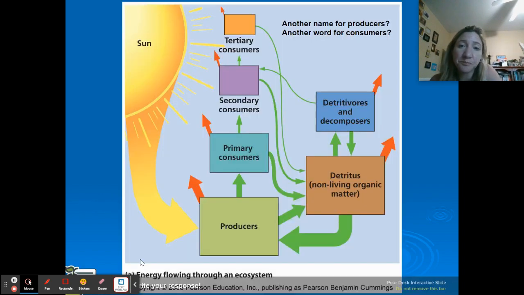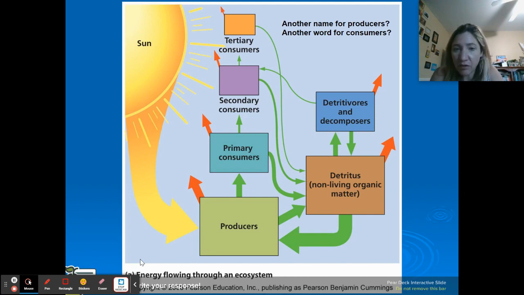So, a basic food chain here, and this is what we would call a food chain rather than a food web. This is oversimplified. So, you've got your sun, which is giving its energy to the producers. These are going to be your plants and your algae and things like that. You can see at the top another name for producers would be photoautotrophs. So, autotrophs meaning makes their own food, photo from the sun.